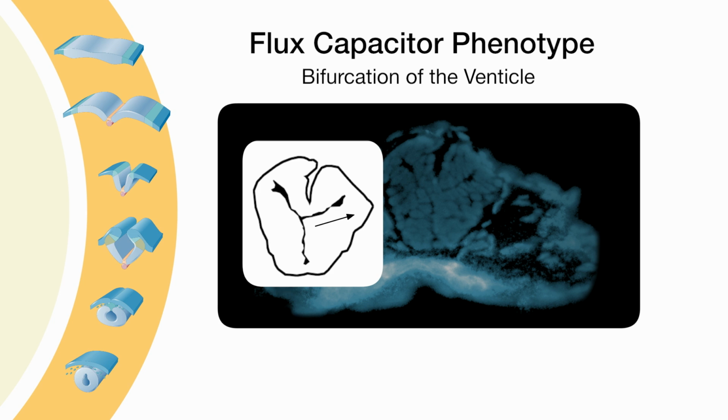Can you tell what seems odd about this neural tube? I call it the Flux Capacitor phenotype after one of my favorite movies. You see a bifurcation of the ventricle and a lack of complete neural tube closure.